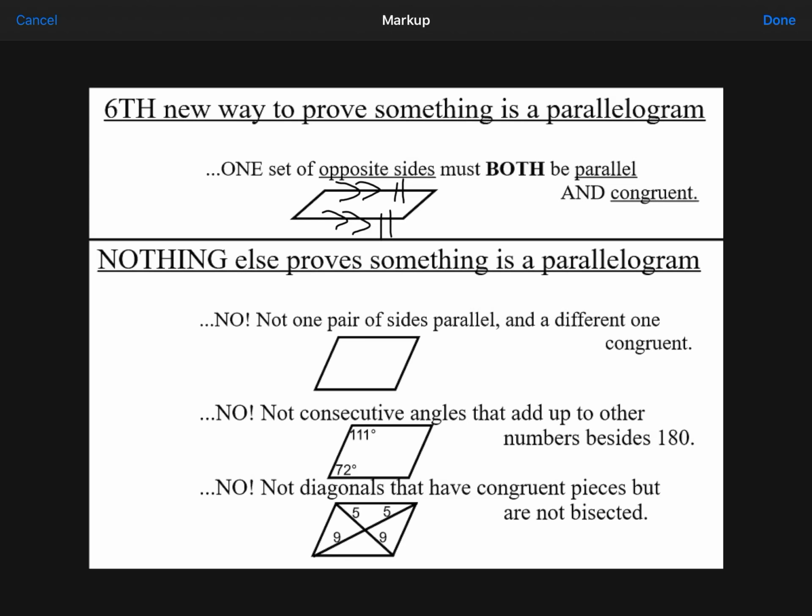A parallelogram is the only shape where both sets are true. So we have 5 on the other page, and then we have the 6th one here. And I'll bounce back and forth in just a moment here so we can make sure we're good to go. Nothing else proves something's a parallelogram.